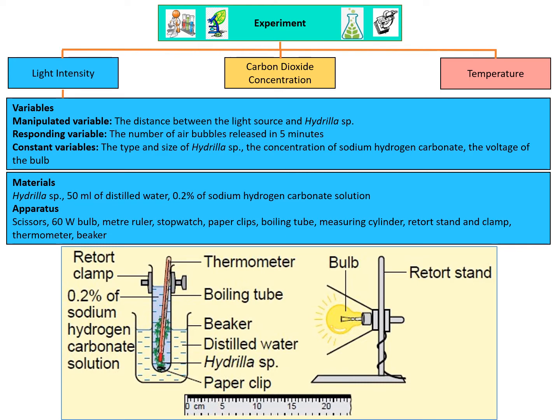The apparatus are scissors, 60-watt bulb, meter ruler, stopwatch, paper clip, boiling tube, measuring cylinder, retort stand and clamps, thermometer, and beaker. Here is the diagram. You can see the apparatus and materials. The materials are hydrilla, distilled water, and 0.2% sodium hydrogen carbonate. The retort stand, the bulb, the thermometer, the ruler, and paper clips.